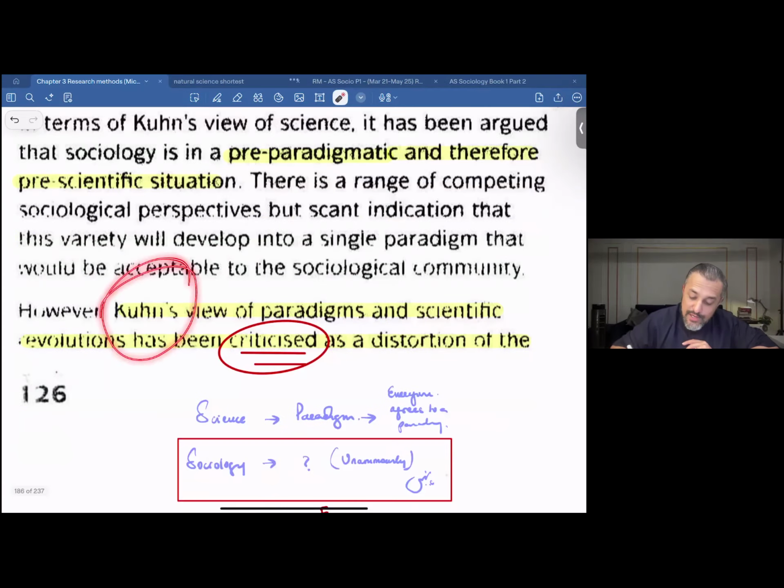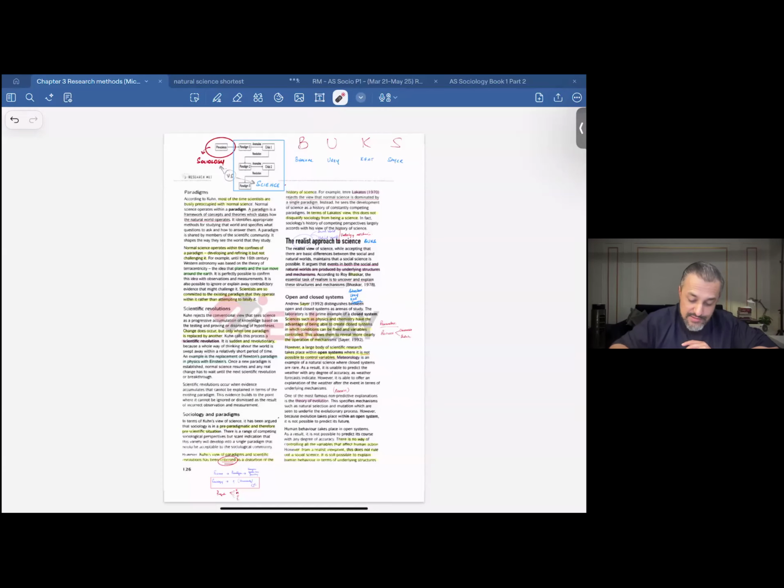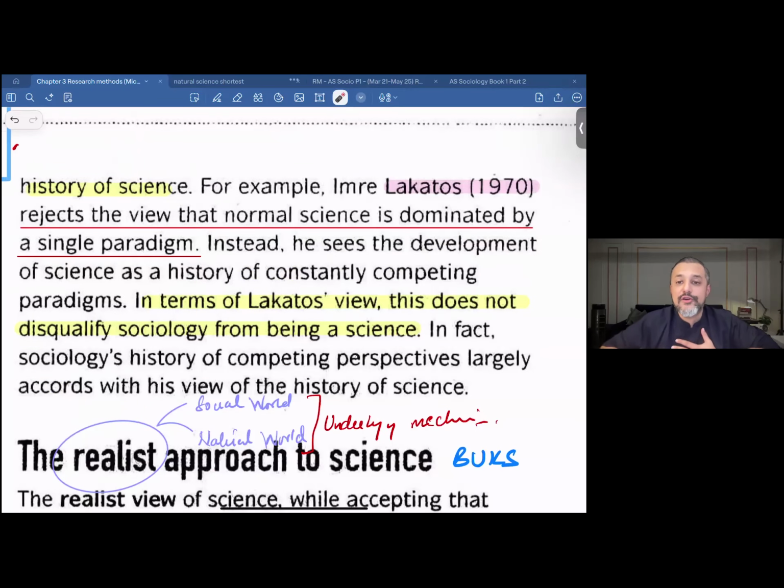However, Kuhn's view of paradigms and scientific revolution has been criticized as a distortion of the history of science. Now, it's not that Kuhn hasn't been criticized too. Lakatos criticized Kuhn. According to Lakatos, what Kuhn has done is a misinterpretation of science. Kuhn is not presenting science as it truly is. According to Lakatos, he rejects the view that normal science is dominated by a single paradigm.